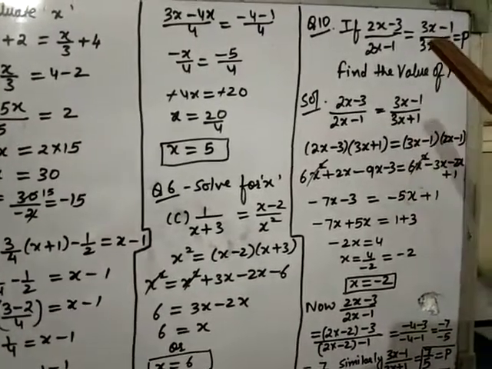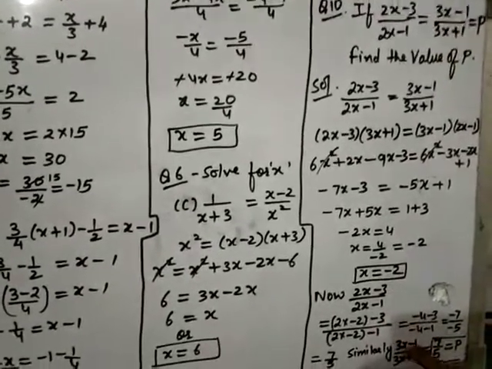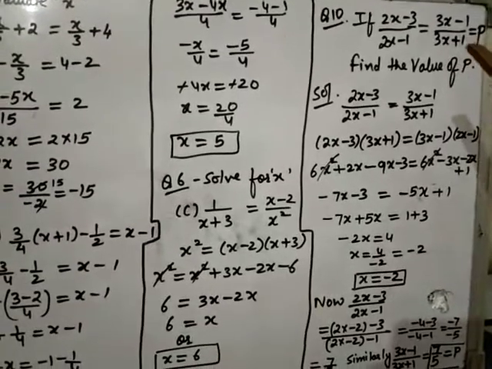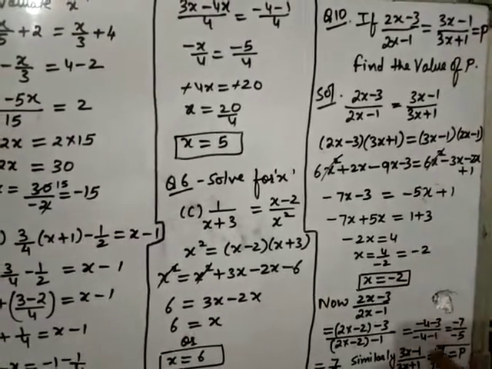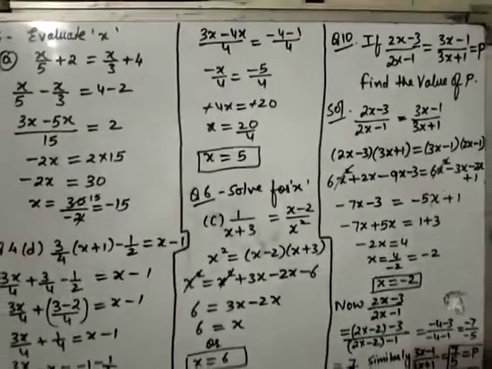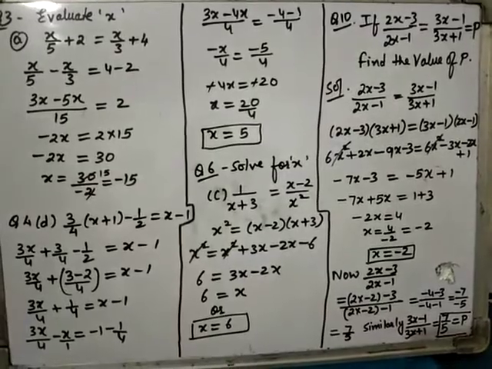Same when we are substituting the value of x in this (3x minus 1) upon (3x plus 1), again we are getting same 7 upon 5 and which is equal to p. It means the value of p is 7 upon 5. The value of p is 7 upon 5. Clear student? Now we see the next question.